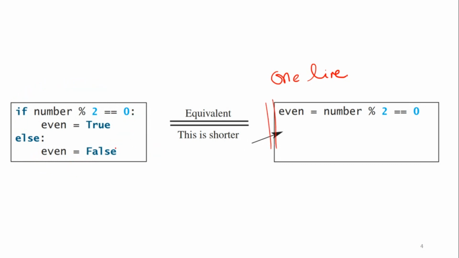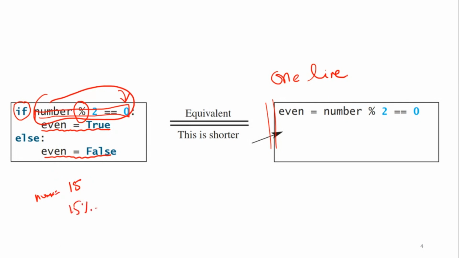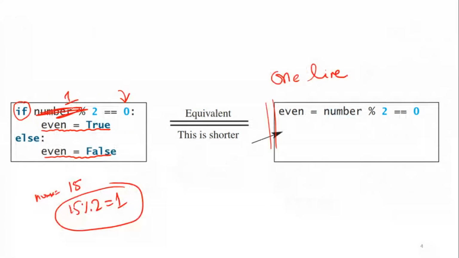What we have on the left side is an if condition which checks if the number is divisible by 2 or not. A number is divisible by 2 when its remainder is 0. So when the number is divisible by 2, it says even is true, and if the number is not divisible by 2, then it says even is false. Let's say I have the number 15. Then 15 remainder 2 is 1, and that becomes false.